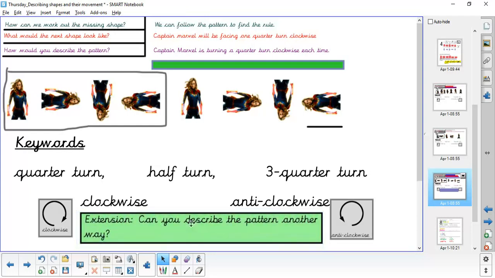Can you describe the pattern another way? I described it as Captain Marvel is turning a quarter turn clockwise each time. Can you do it a different way? Think about it, have a go. And it'll be interesting to hear your answers.